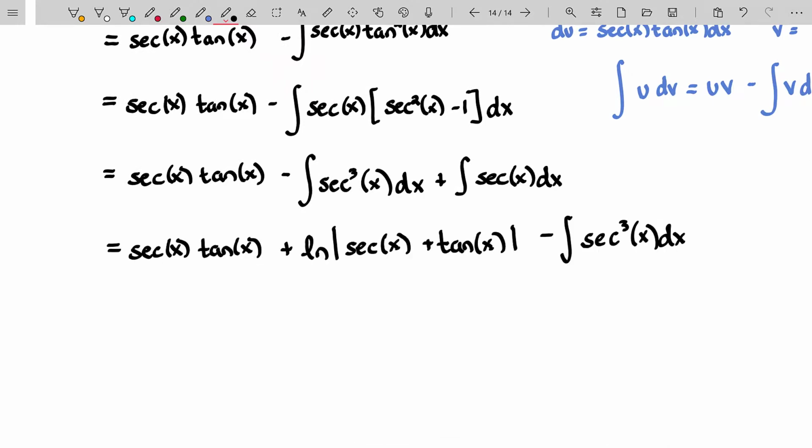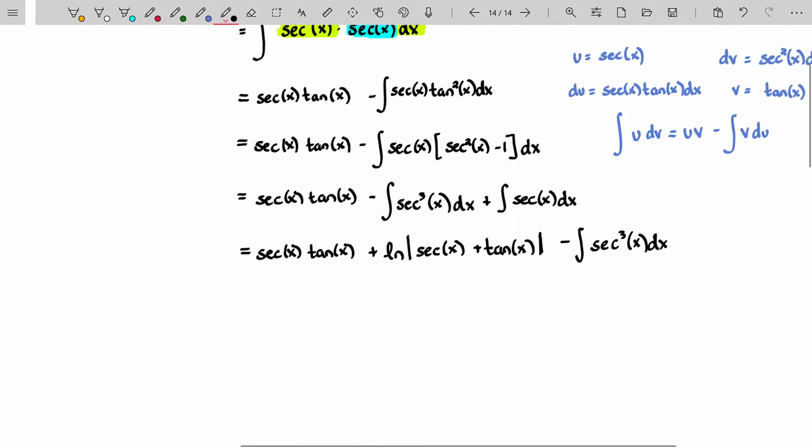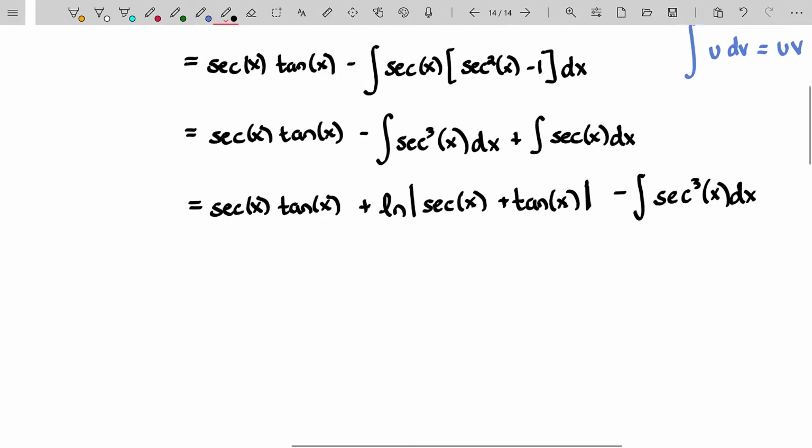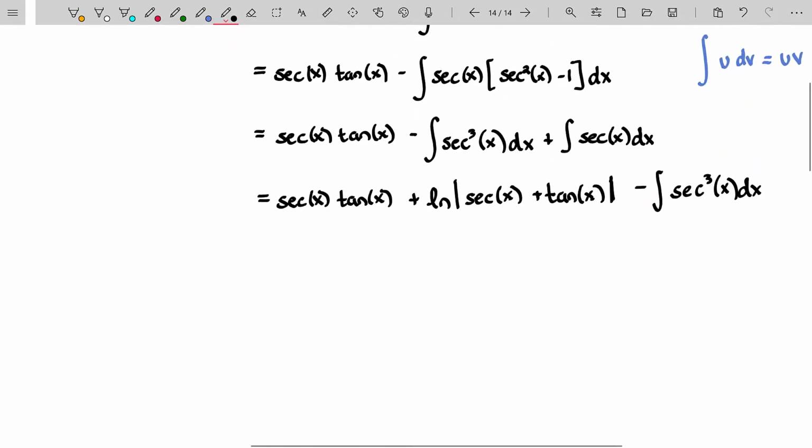So here we are. We got our entire integral set up, but notice our original integral right here is equal to this stuff that involves itself. It involves its own integral. In other words, the integral of secant cubed of x dx is some statement that also involves the integral of secant cubed.